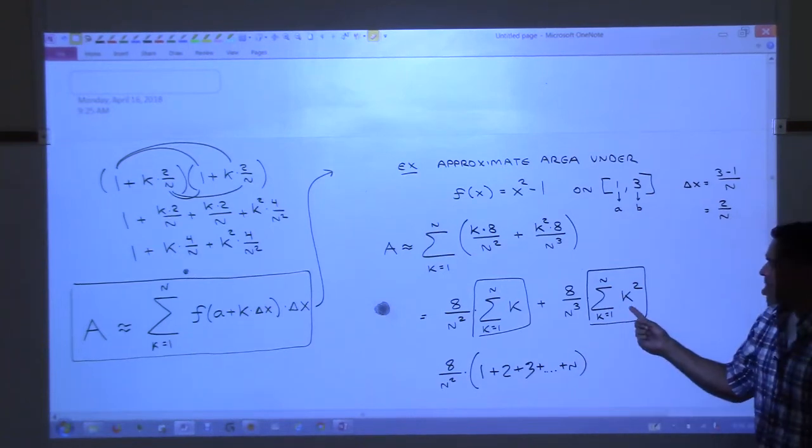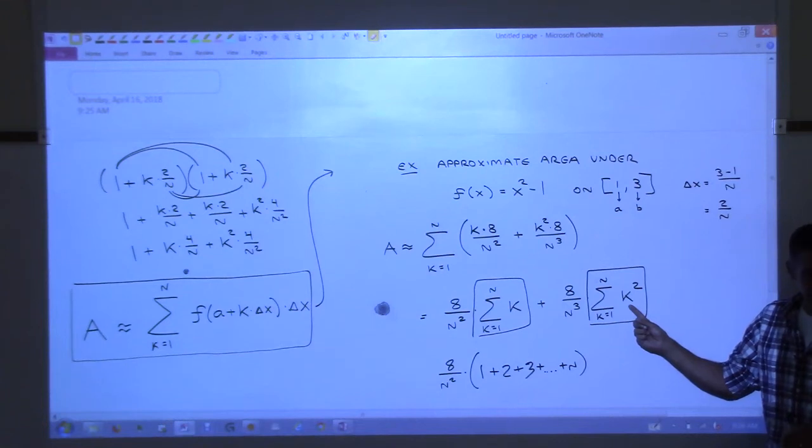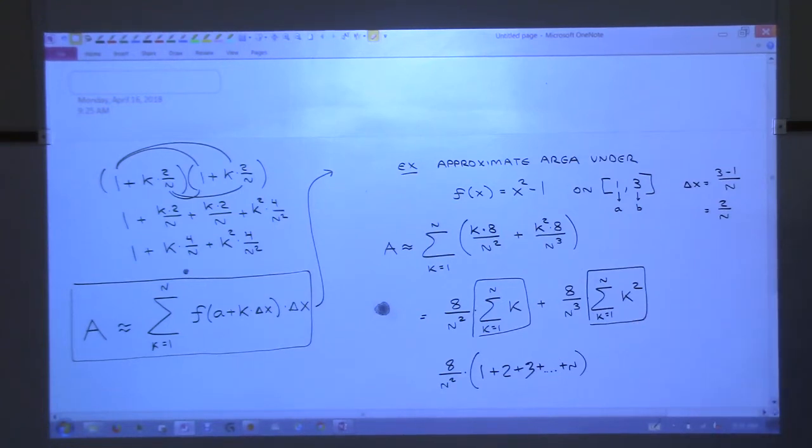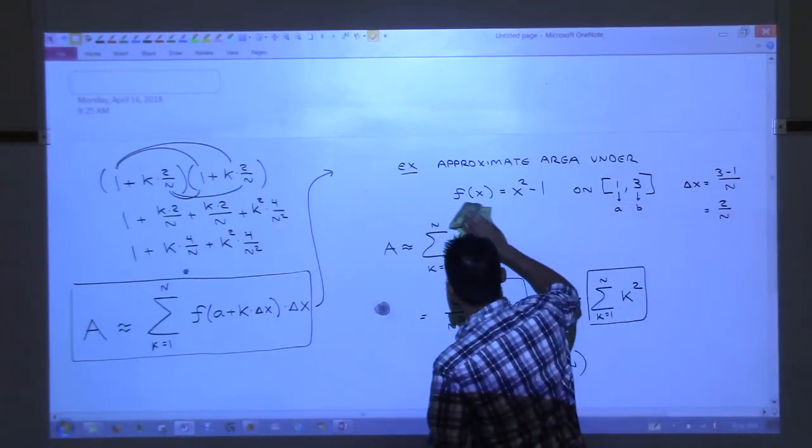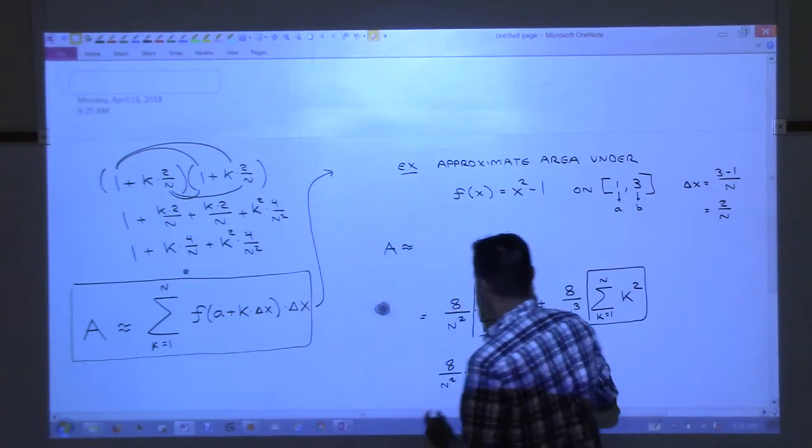And then what about this one? This is 1 squared plus 2 squared plus 3 squared plus 4 squared all the way to n squared, and I gave you the formula for that one. I told you we needed them. This is where we need them, okay? So now, using those really nice formulas, watch what this becomes.